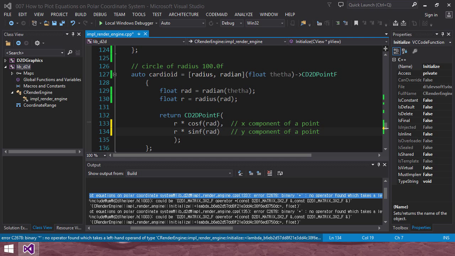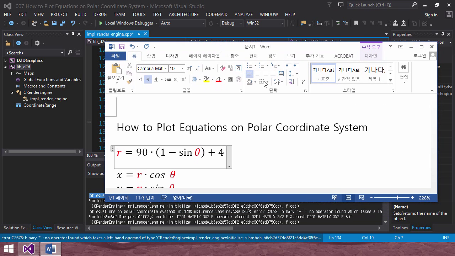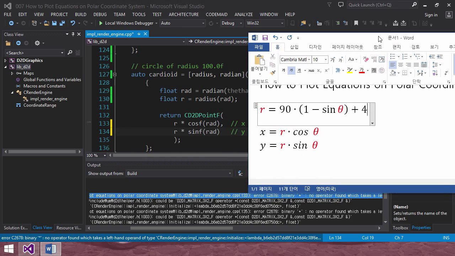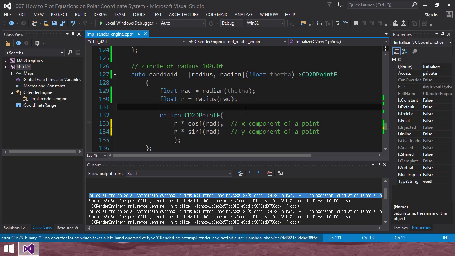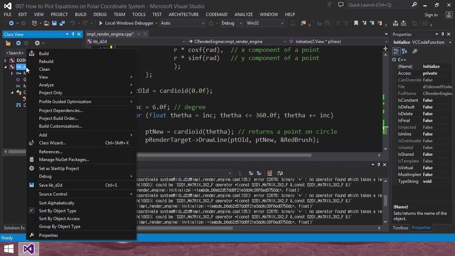See, this is the equation. If you see this page, you can see this is the equation. R cosine theta, where theta is radian degree, and R sine theta. This is the x component, this is the y component. So we applied mathematics to our code. Okay, then what's next? Let's compile it once again.